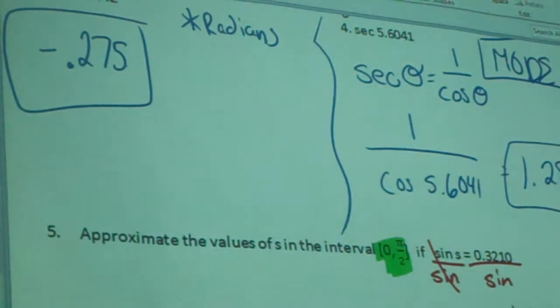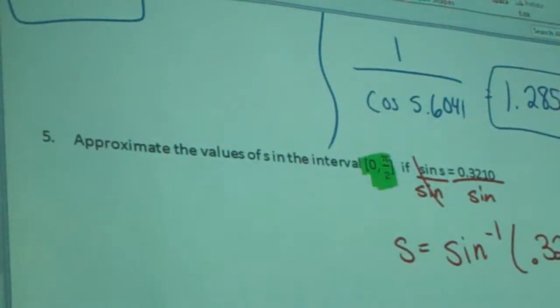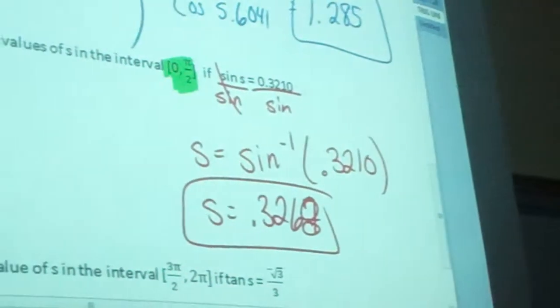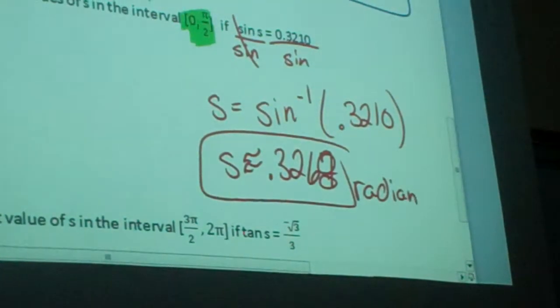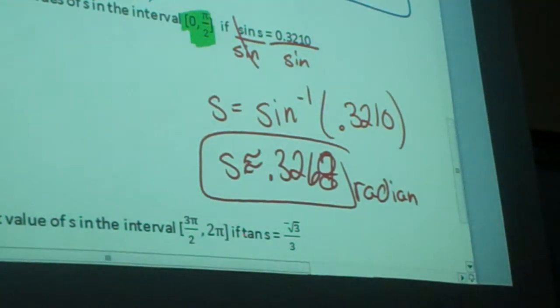So you should already be in radians. Right now, hit your arc sine. Remember that's second sine, 0.3210. It gives 0.3267851765. So the angle is approximately 0.3268 radians.